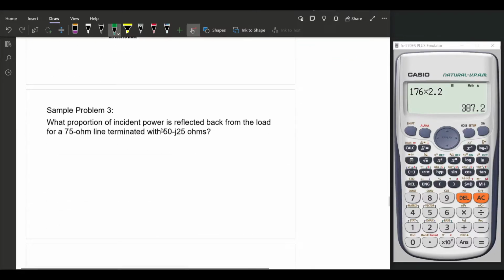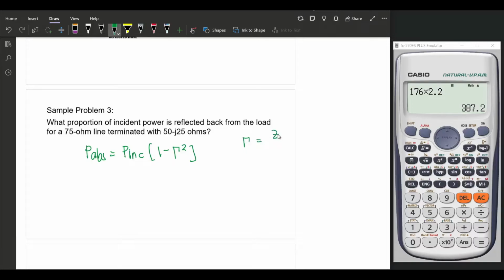Okay, so example. What proportion of incident power is reflected back from the load from a 75 ohm line terminated with 50 minus J25 ohms? So hinahanap niyo yung proportion. So parang percentage yung kailangan natin. So we all know that absorbed power is incident power times 1 minus reflection coefficient squared. A question, wala tayong reflection. So we need to solve first the reflection.